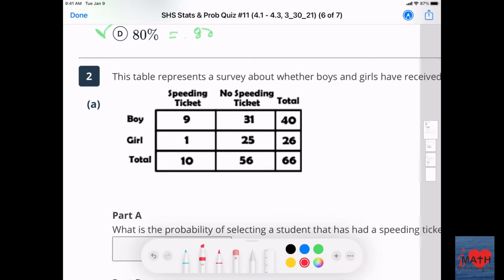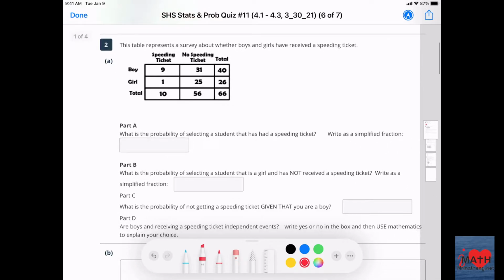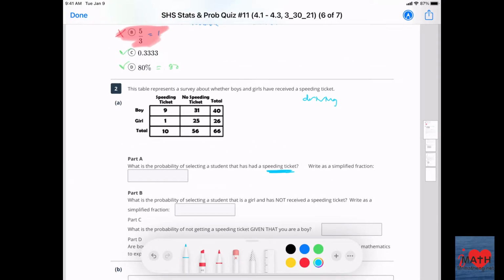All right, number 2. This table represents a survey about whether boys and girls have received a speeding ticket, like driving. I know, kind of scary, you guys are driving. Part A, what is the probability of selecting a student that has a speeding ticket? Right, as a simplified fraction. So a speeding ticket would just be in this region, right?